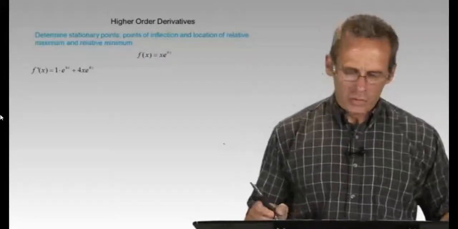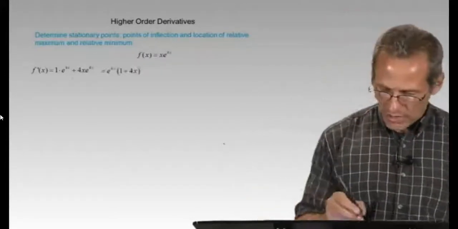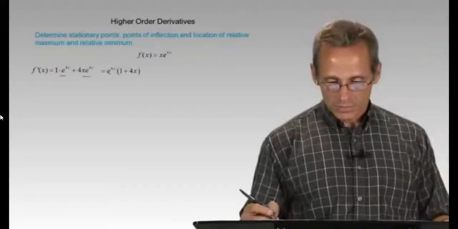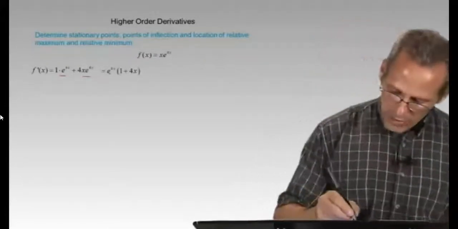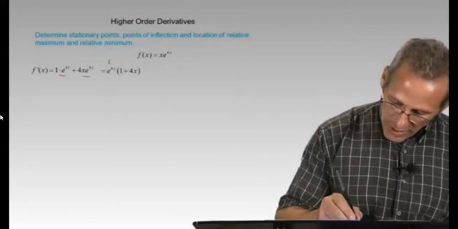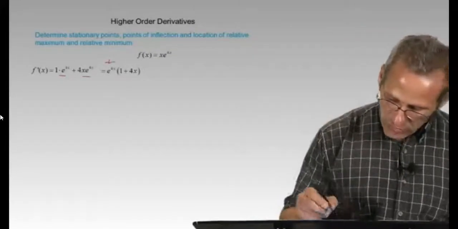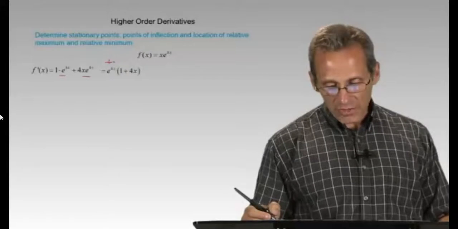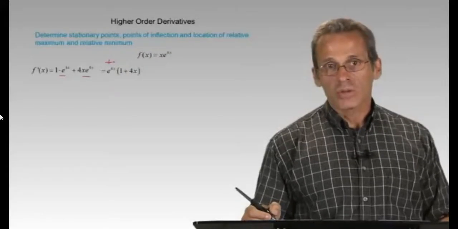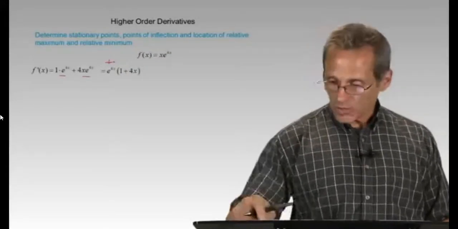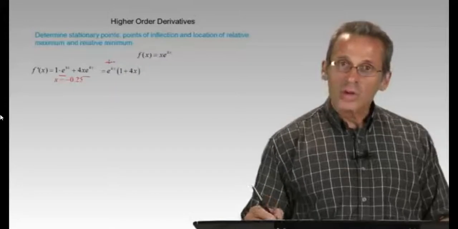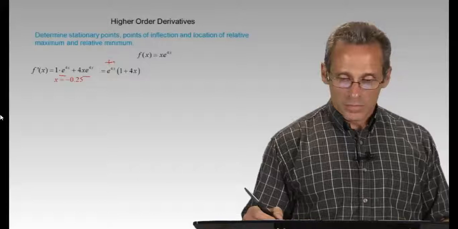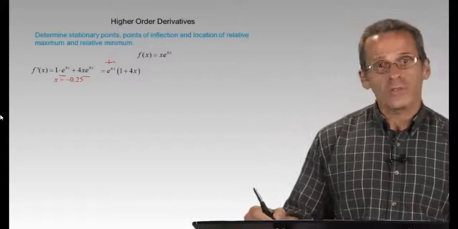Now we want to solve, so the first thing we do is we recognize that we have a common factor, e to the 4x. We factor it out. And e to the 4x, the range of these exponential functions is positive. So I have a positive number times another factor. So when I set this equal to 0, all I have to do is worry about the factor 1 plus 4x. When I solve, I get x is equal to negative 1/4.